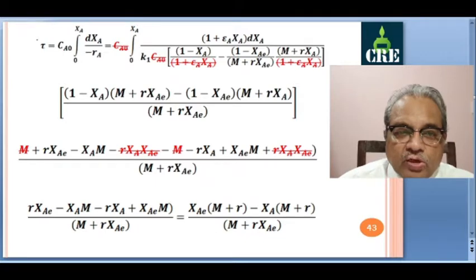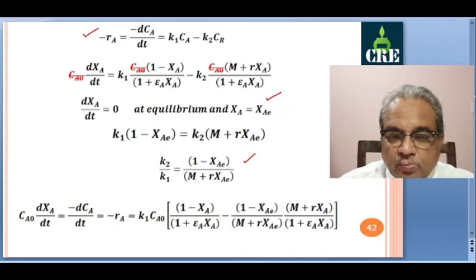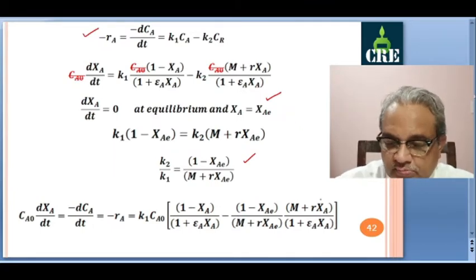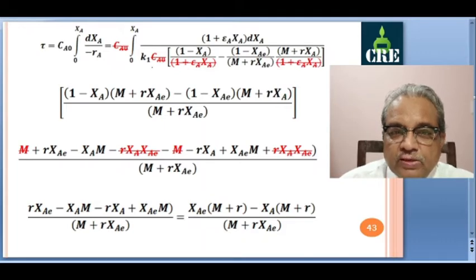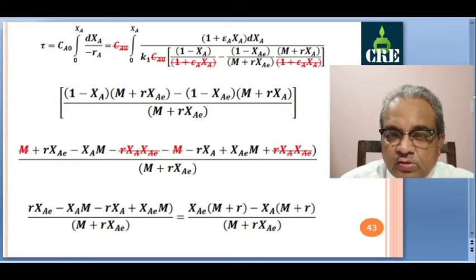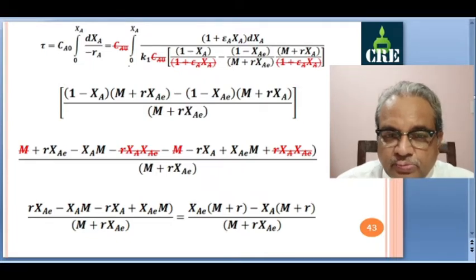So I write now the equation for tau: CA0 into integral 0 to xa dxa by minus Ra. Now this minus Ra term is K1 CA0 into this term. So K1 CA0 (1 minus xa), and this term is written. CA0 will cancel out. 1 plus epsilon a xa is there in both the terms. This is taken outside and transferred to the numerator. So in the numerator I get 1 plus epsilon a xa dxa. This denominator portion will expand and solve.